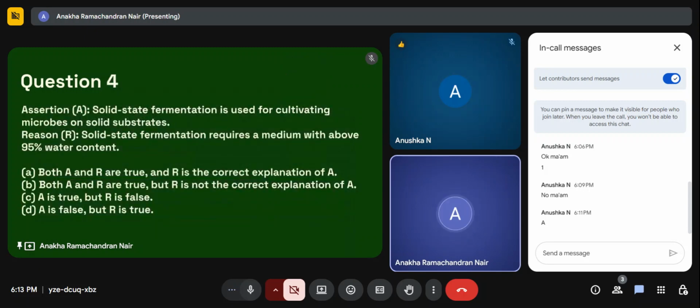Question number 4 is, there is an assertion and a reason. The assertion is, solid state fermentation is used for cultivating microbes on solid substrate, and reason R is that solid substrate fermentation requires a medium with above 95% water content, right? So what do you think the answer is? Either both A and R are true, or both A and R are not true. A can be true and R can be false, or A can be false and R can be true.